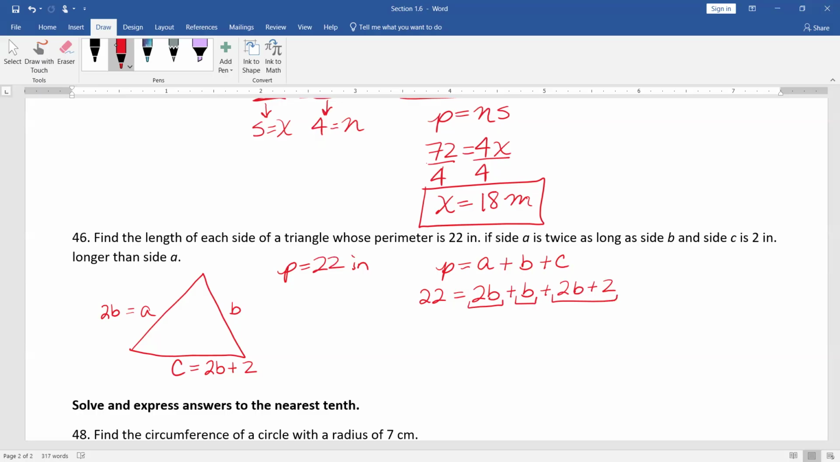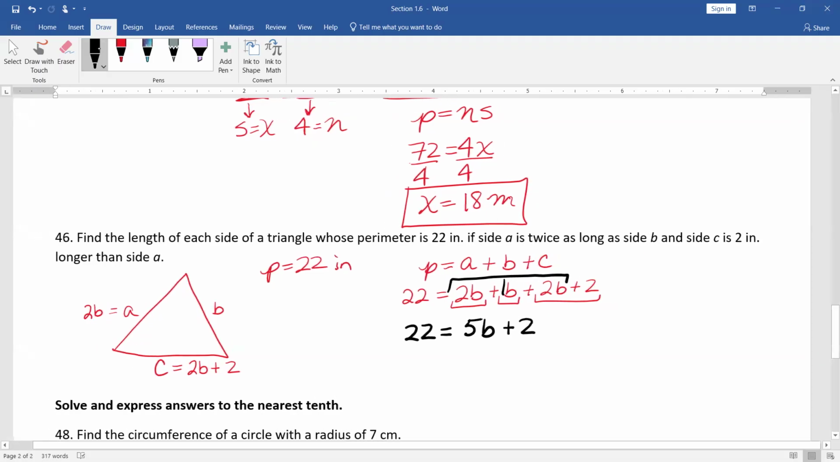So at this point, I've got like terms. I can combine these because they all have the same variable. So 22 equals 2 plus 1 plus 2 gives me 5, 5b plus 2. And so at this point, we can just solve it. I'm going to give myself a little more room. So I'm going to switch it: 5b plus 2 equals 22.